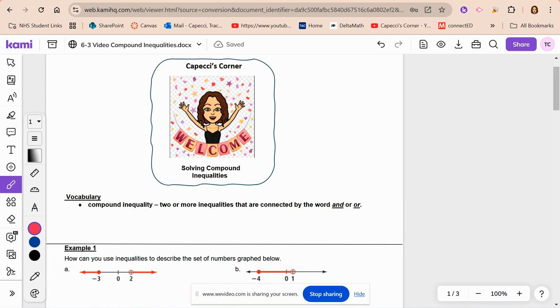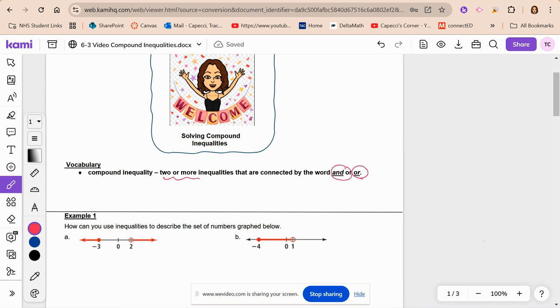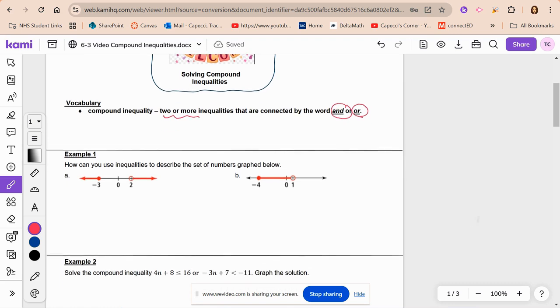Betsy's Corner, we're going to solve compound inequalities. Well, what is a compound inequality? Well, it's two or more inequalities that are connected either by the word and or. So we have two types of compound inequalities, which we'll look at today.